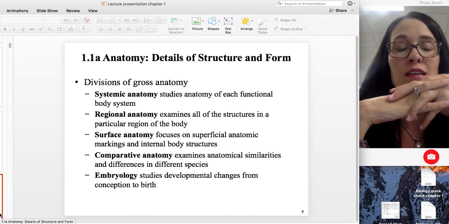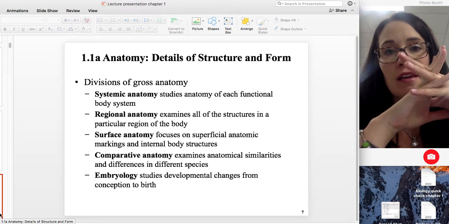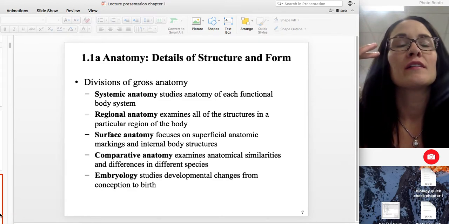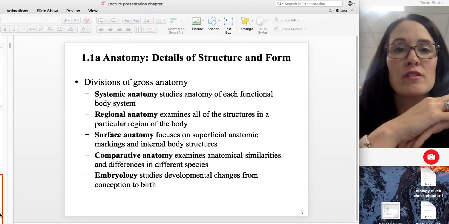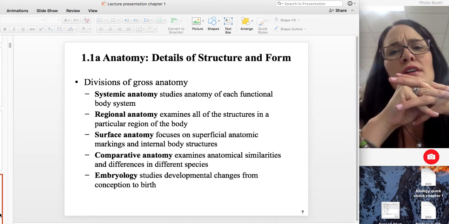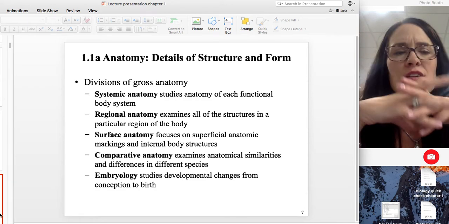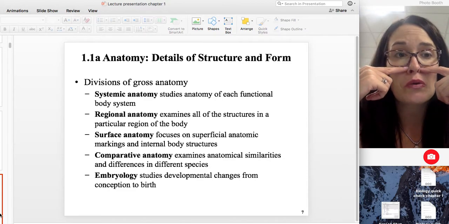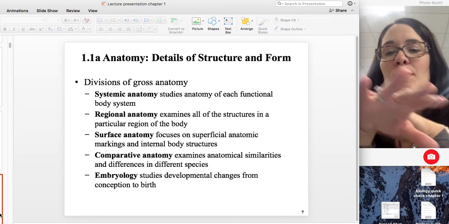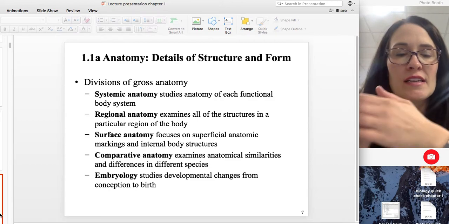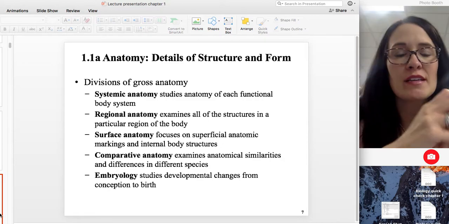Gross anatomy has more categories underneath it. Systemic anatomy: systemic means a functional body system, so if you were to study the nervous system or the urinary system separately from each other. Regional is looking at one specific region, like an ear, nose, and throat doctor. They specialize in the ear, the nose, and the throat. Surface anatomy is looking at markings, superficial, outside surface things, and then internal body structures.